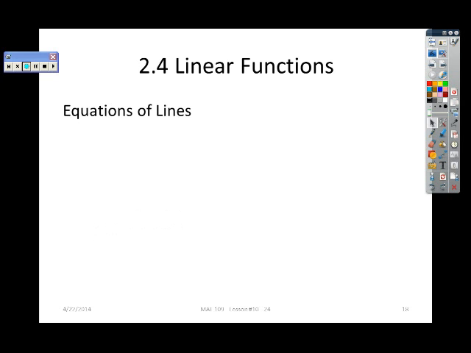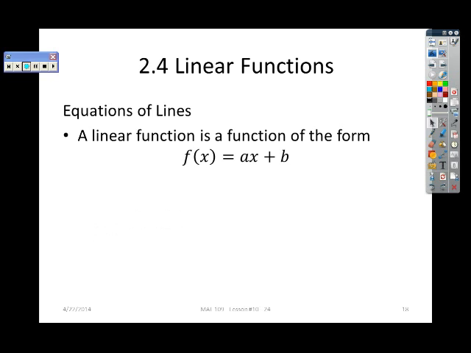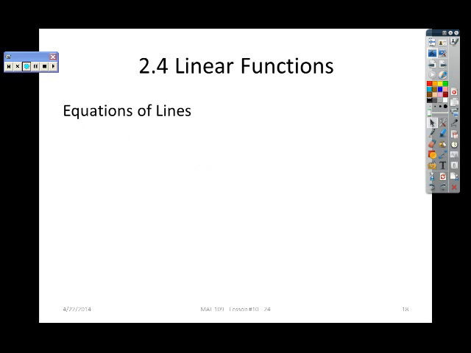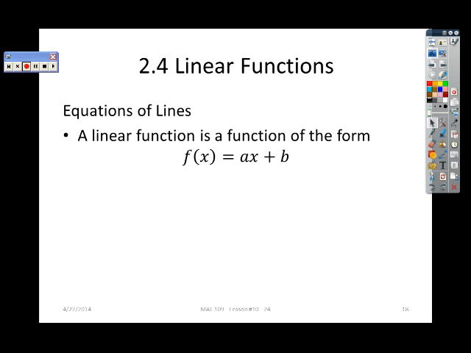Section 4, equations of lines. If we have a function and the defining expression is a linear polynomial, so if it has x to the first power, that's called a linear function because your defining expression is linear. So the form is going to be f of x equals ax plus b. That's the general way you write a linear expression.